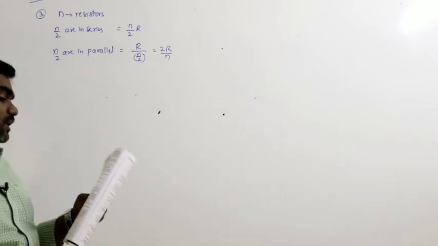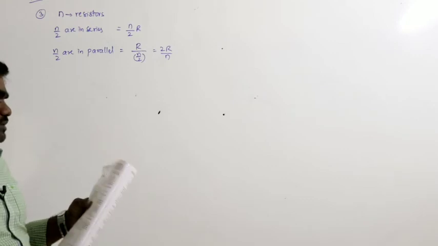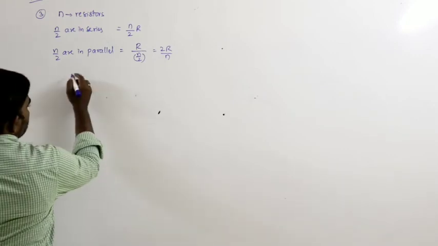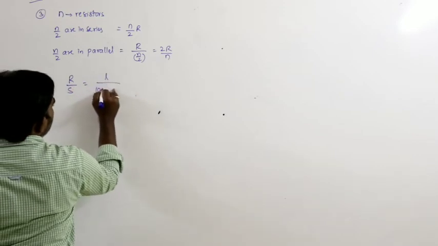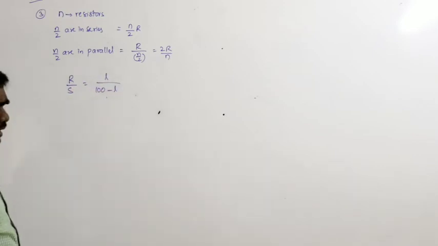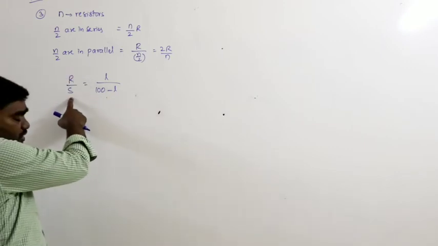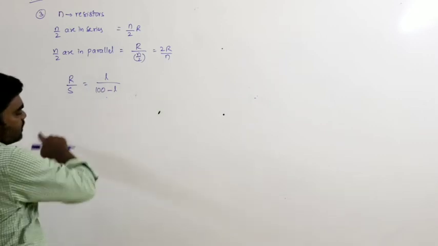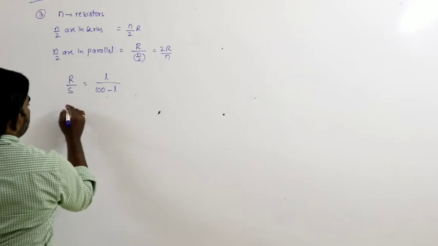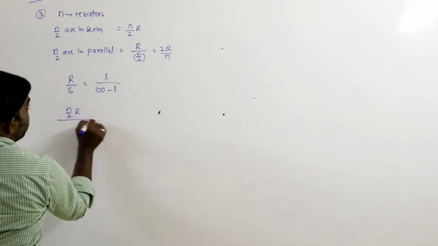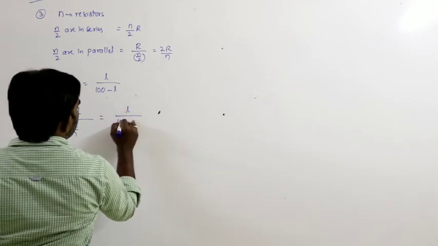What is the balancing length? The distance of the balancing point from the left end of the wire is L. So generally R by S is equals to L by 100 minus L. According to the meter bridge concept, resistance in the left gap divided by resistance in the right gap is equals to L by 100 minus L. That is the concept. What is the resistance in the left gap? N by 2 R, divided by 2R by N. So that is equals to L by 100 minus L.